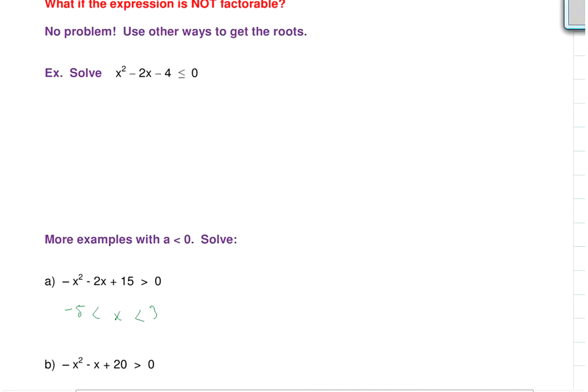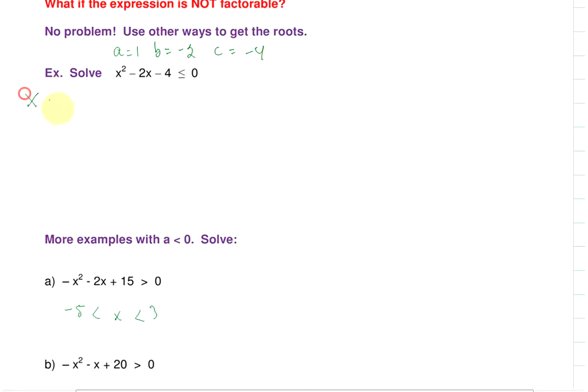Alright, so let's take a look at an example where we cannot factor. So what happens? Well, there's no problem. We're just going to use other ways to get our roots, and the one that you are most familiar with is the quadratic formula. So that means we need to know what a is, and in this case a is 1, b is -2, and c is -4.